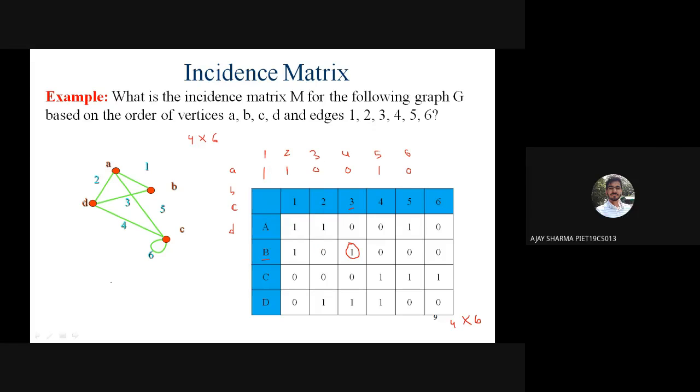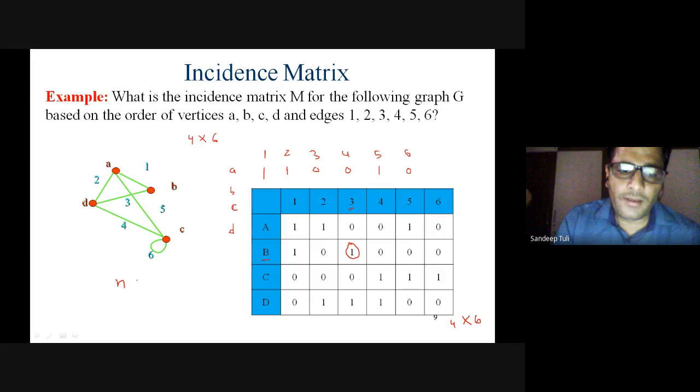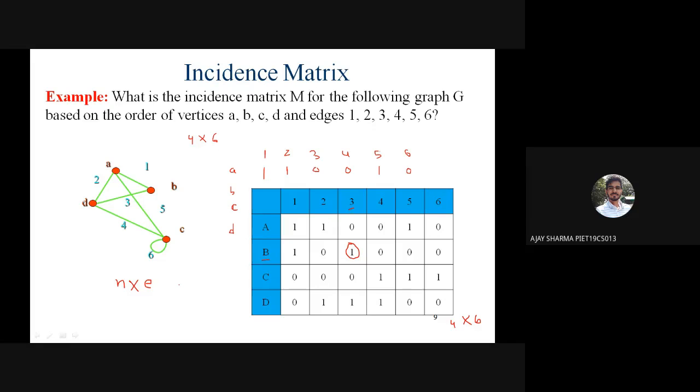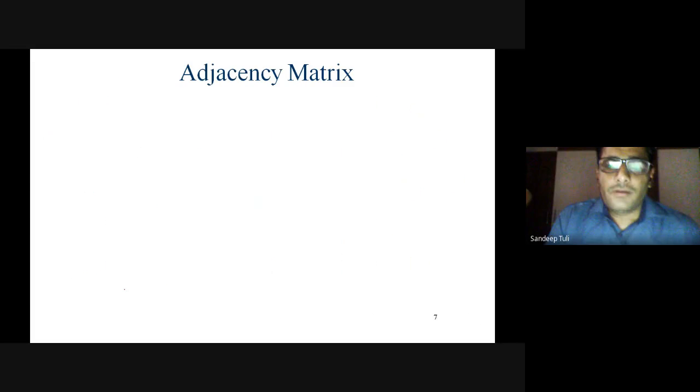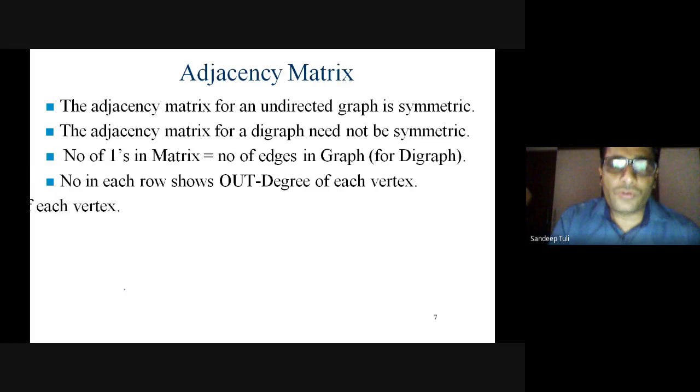Yes, sir. We are writing N cross E. So you are saying why we are not writing E cross E? V cross E, because N is the number of vertices only. It's a V cross E. This is just a notation. You can use V also. I don't have any issue.